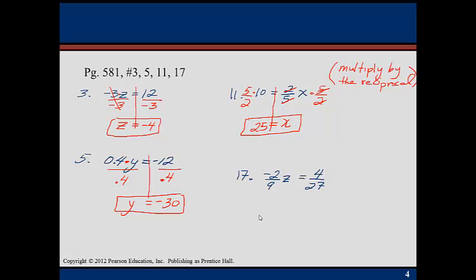And then for number 17, we have negative 2 over 9z equals 4 over 27. Again, our variable is being multiplied by a fraction. So we're going to multiply by the reciprocal. So negative 2 over 9. And this reciprocal is going to be 9 over negative 2. So make sure you do it on both sides. 9 over negative 2. And we're multiplying. Our negative 2's and our 9's cancel out, leaving us with z. And we get z equals 4 over 27 times 9 over negative 2. And it should come out to be negative 2/3.